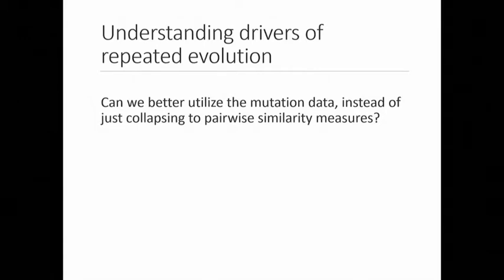Right, so I've just been talking about using this pairwise similarity measure to think about how repeatability varies across different experiments and under different conditions. But then in my postdoc, I really wanted to move beyond this pairwise measure and think about ways that we could use the data to get a better idea of what's going on, and maybe understand a little bit better what the drivers of repeated evolution are. So, as I said up here, can we better utilize this mutation data that we have instead of just collapsing to these pairwise similarity measures?